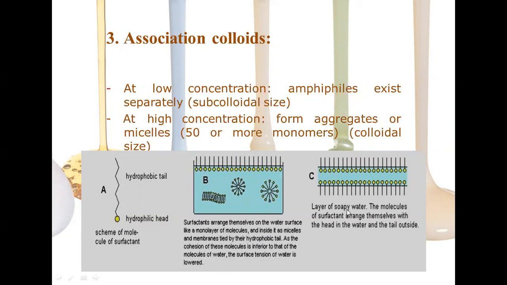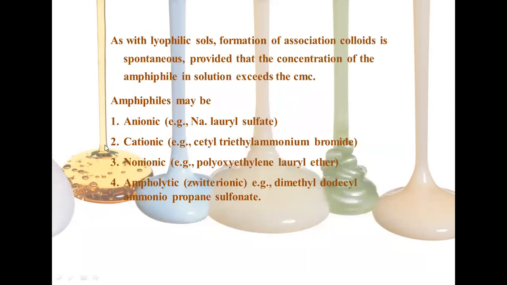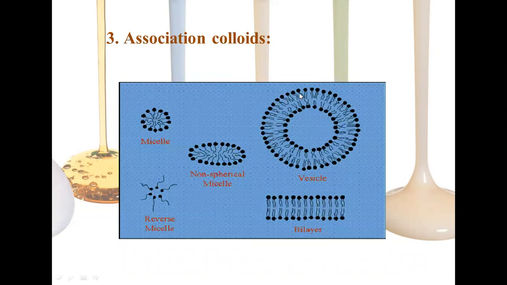This is a layer of soapy water. The molecules of surfactants arrange themselves with the head in the water and the tail outside. See, this is the micellar form. This is forming a vesicle. Here the polar head and the non-polar tail form the micelle. This is actually a bilayer. This is a single layer.